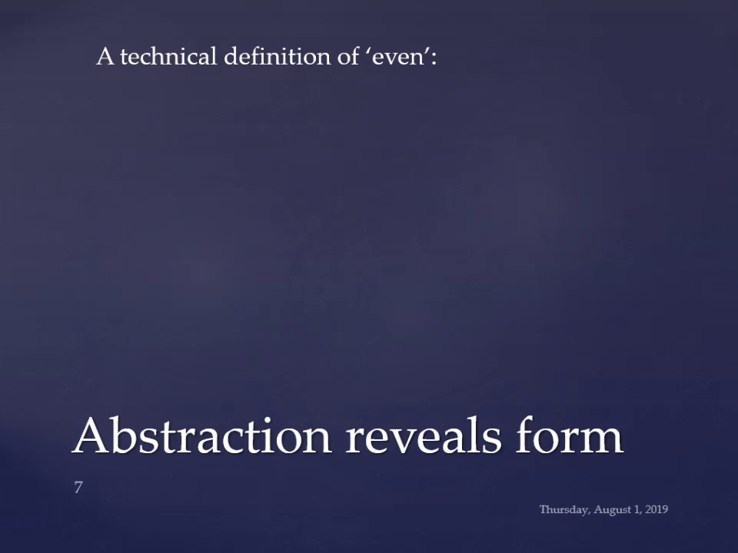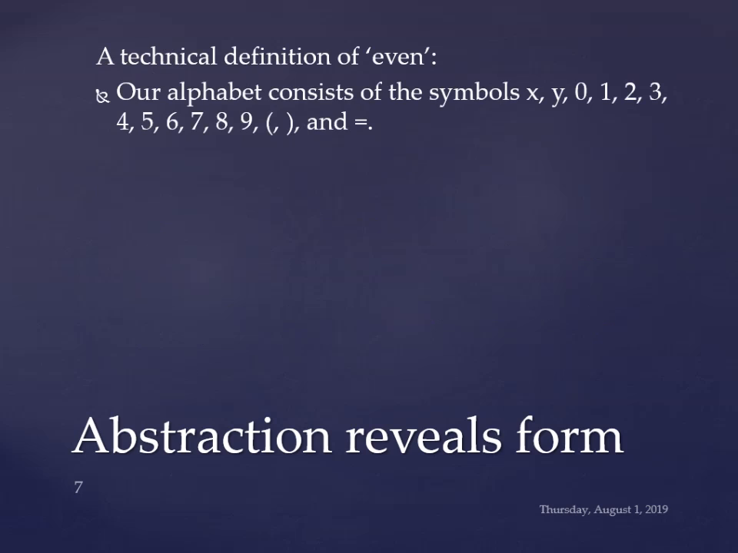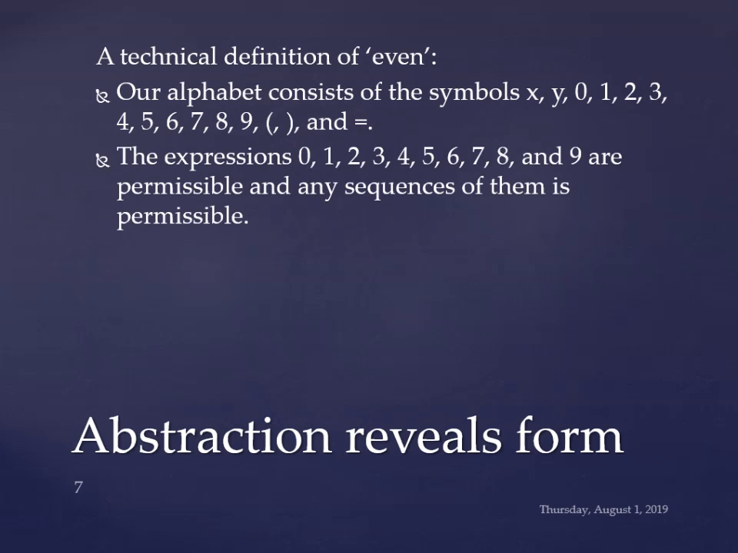So a technical definition of even might go like this, okay? I'm not a mathematician, but you could say, all right, what we're going to do is get an alphabet of symbols on the table here, right? So we're not going to use Roman numerals, we're going to use our Arabic numerals and the letters X and Y. Oh, we'll get some parentheses, there you see those, and an equal sign, okay? So then we'll say that the expressions 0, 1, 2, 3, 4, 5, 6, 7, 8, 9 are permissible, and any sequence of them is permissible, right? So you could put them together in such a way, right? You could put like 1, 6, 7 together, all right?